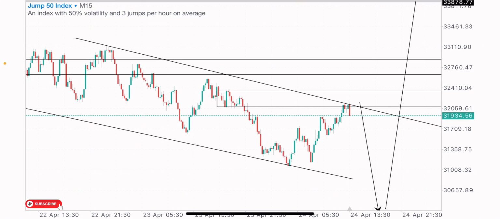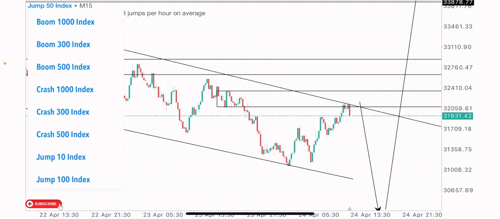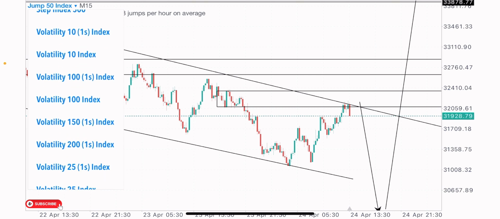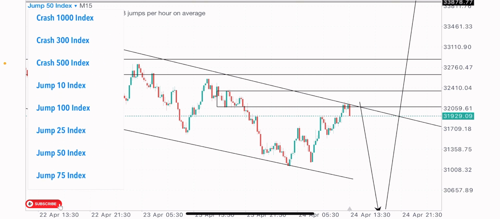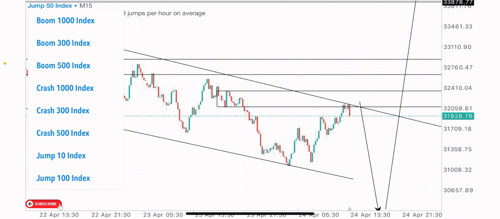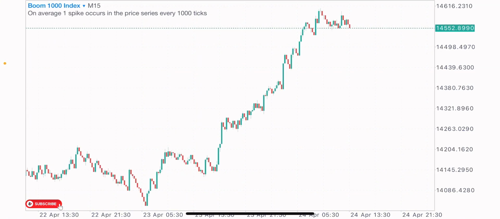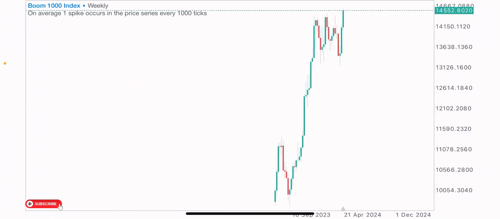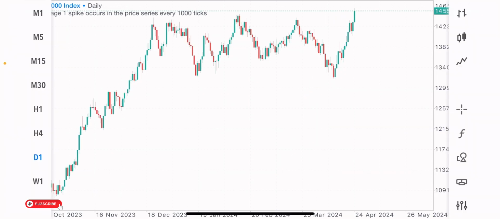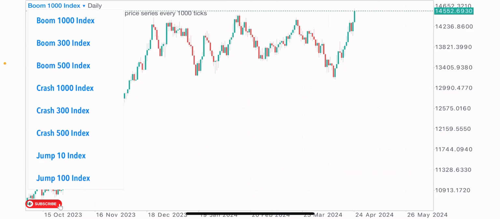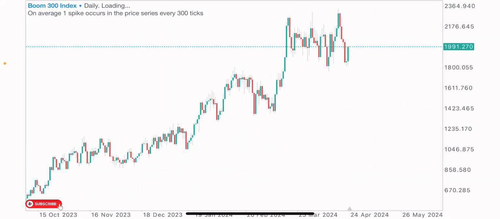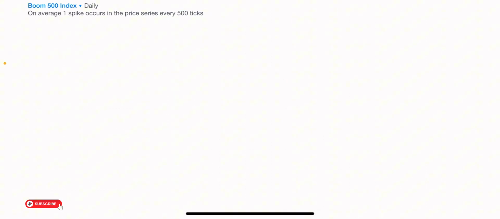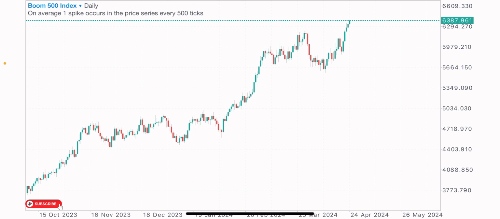Now let's analyze one of the Boom and Crash index, then Volatility index. Lastly, let's check out Boom 1000 index. Okay, Boom 1000 index has been playing around for some time now, so I don't think it would be nice enough to look out for any trade opportunity.